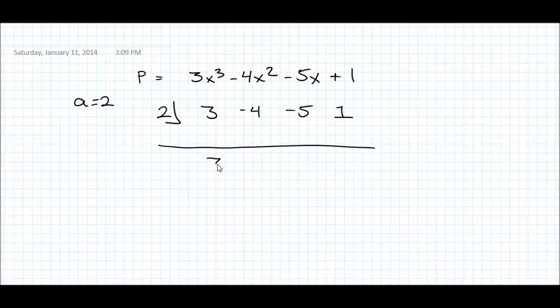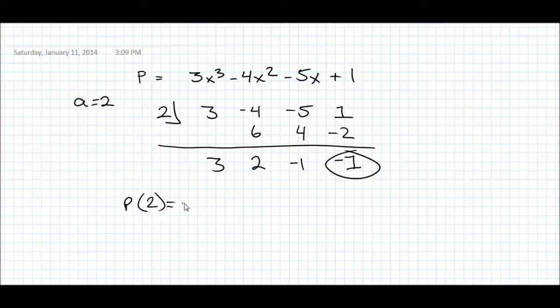So we drop the first coefficient down. 2 times 3 is 6, negative 4 plus 6 is 2, 2 times 2 is 4, negative 5 plus 4 is negative 1, 2 times negative 1 is negative 2, so our remainder is negative 1. So the piece of 2 is negative 1.